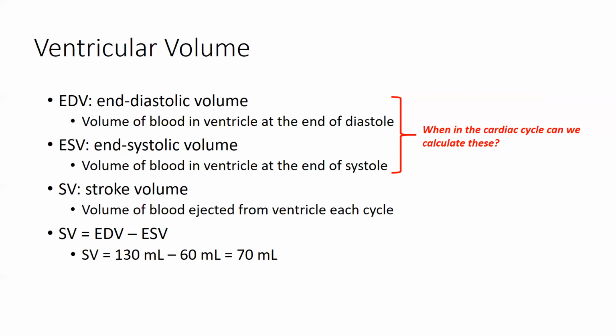Now, typically, EDV is 130 milliliters. ESV is about 60, that's what's left in the chamber after systole. And so your typical stroke volume is about 70 milliliters or so.